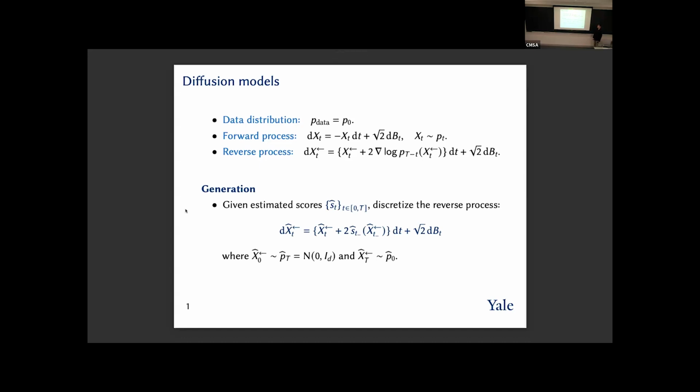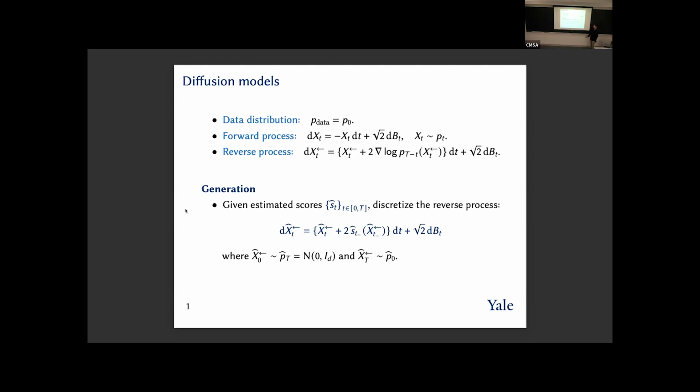Now, in this reverse process, when we try to implement it, the issue is that we don't have access to the score functions. So what we do is we instead try to learn the score functions. I will talk about the learning of the score functions in the second half of the talk. But for the first half of the talk, I'm just going to assume that we have some estimates of them that are given to us. Okay, so the question here is, given these estimates, how can we try to implement the reverse process?